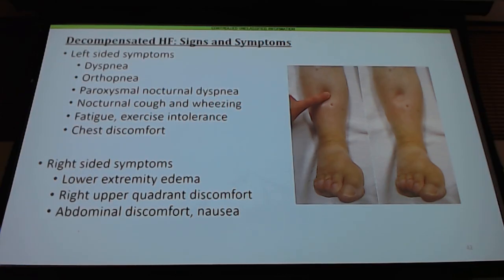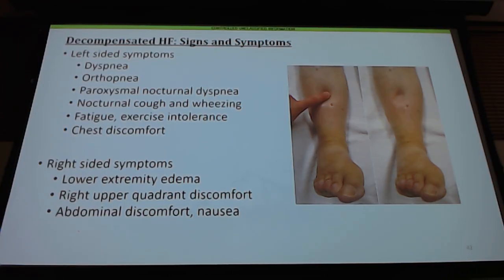You might as well just put a catheter in, even though we don't like using urinary catheters that much because of the risk of infection, because they're going to be getting up and peeing every 10 minutes or so if you don't. But yeah, it can be pretty profound fluid overload.